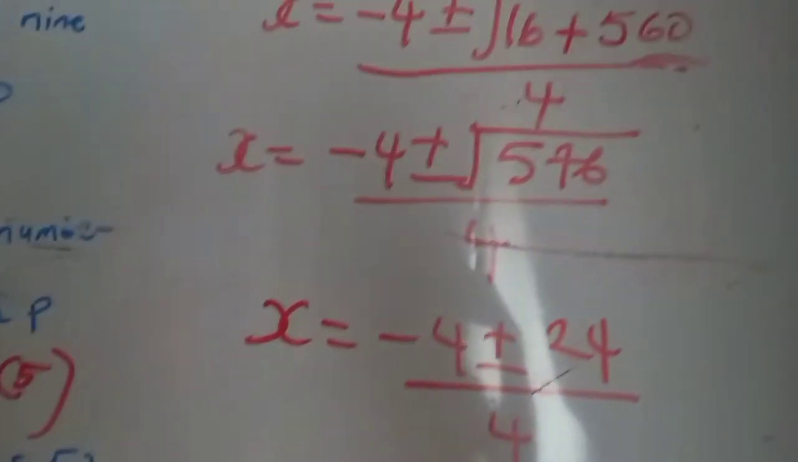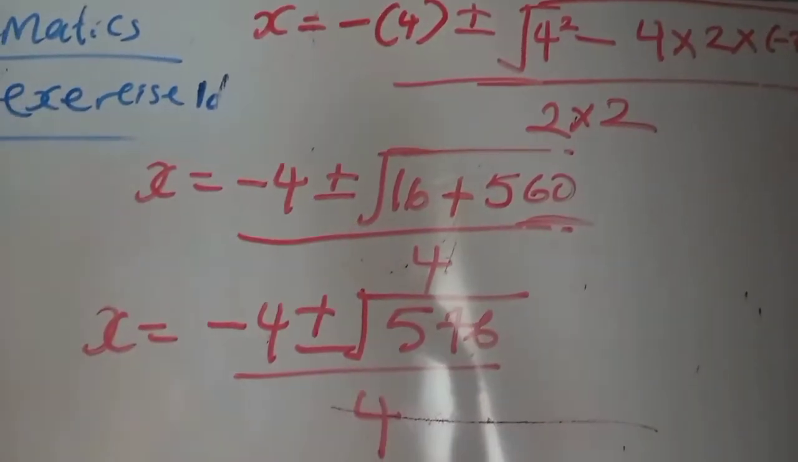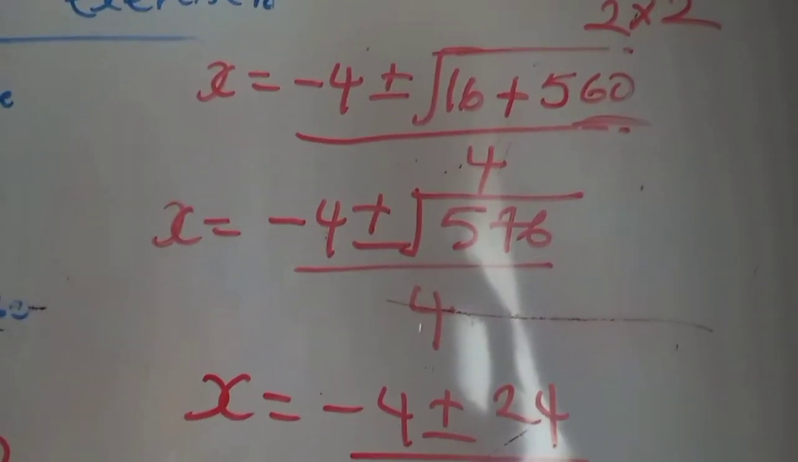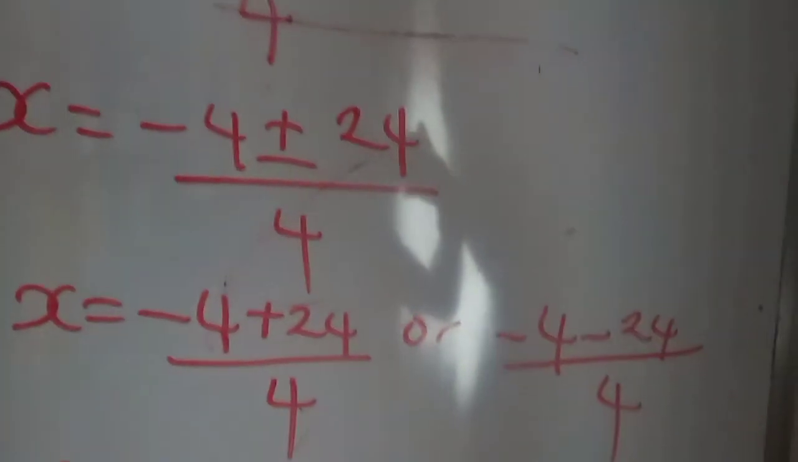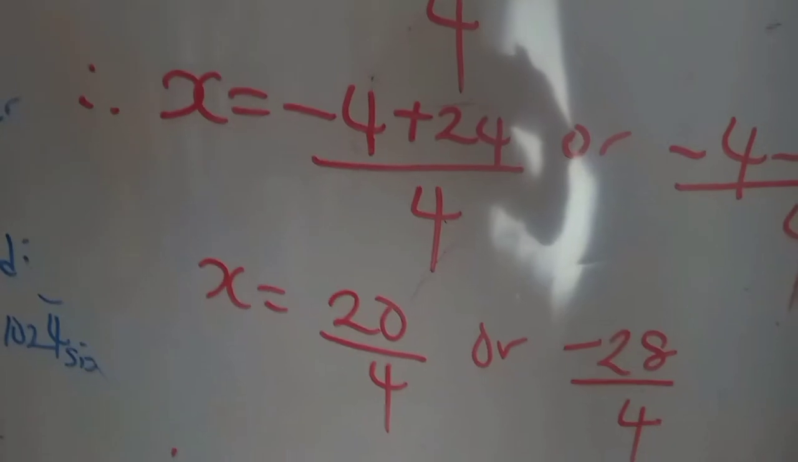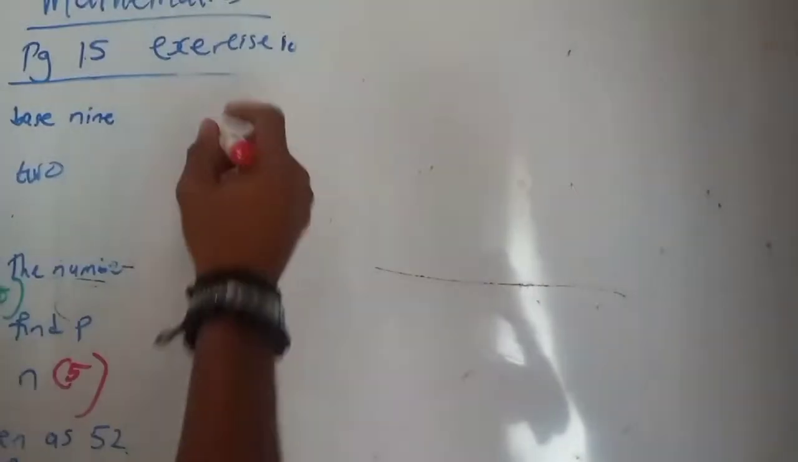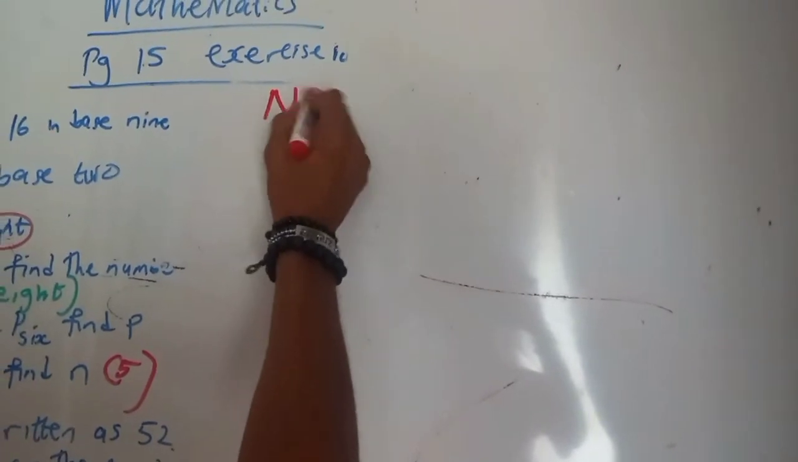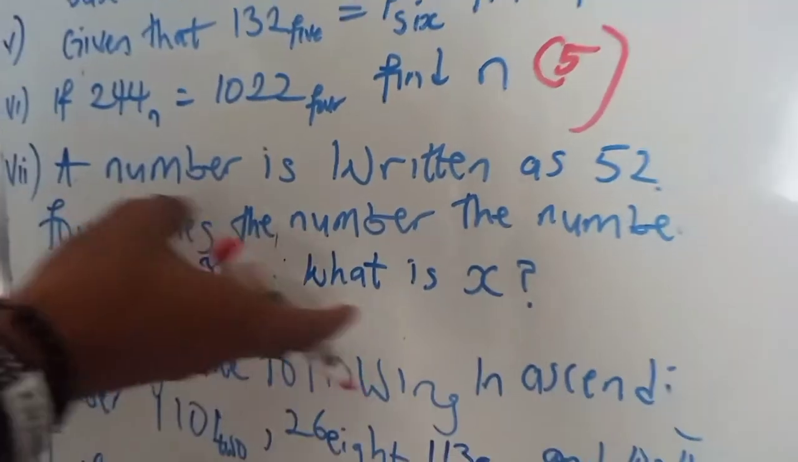Just kindly look at it very well again and copy that to your notebook. Yeah, this is it. Very simple. It's very, very simple. Just copy down to your notebook. So 5 is your answer. Okay, we go to number 7. And this number 7 question: a number is written as 54 times.